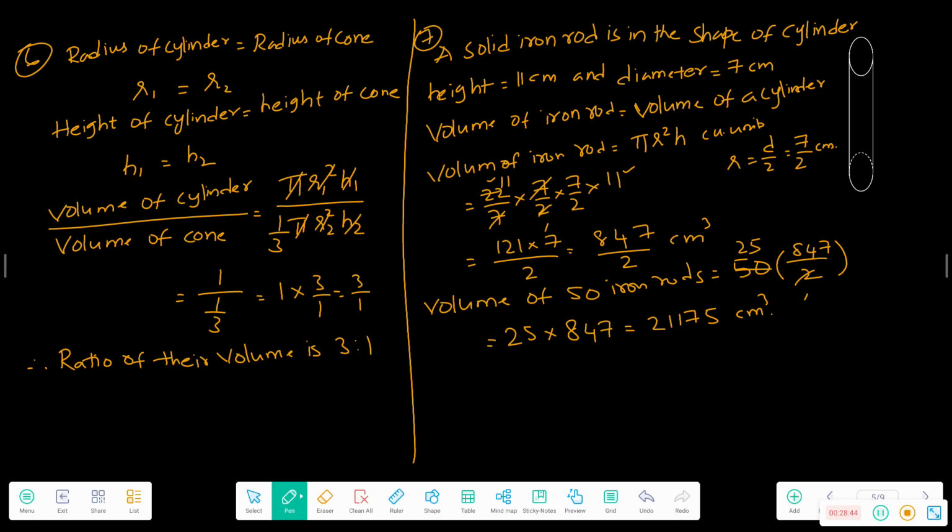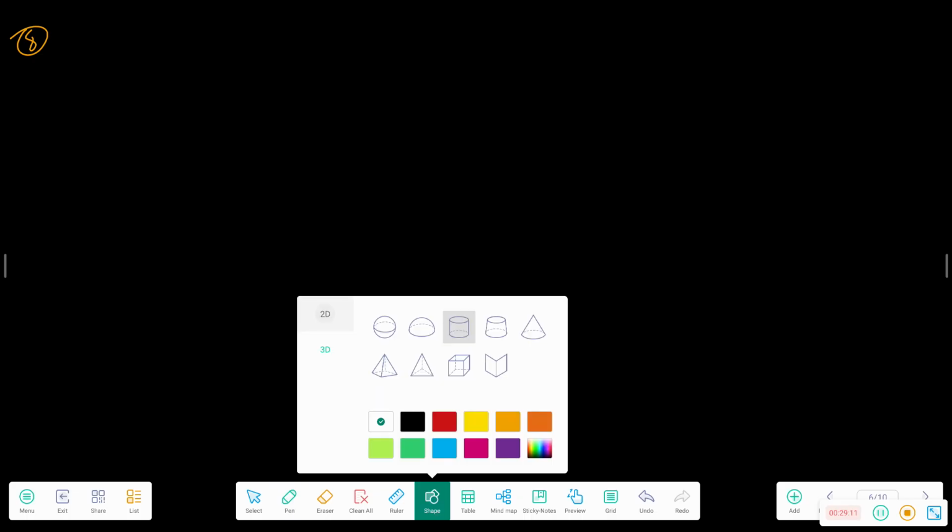Next we will discuss problem number 8. So question number 8. Now let us see. A heap of iron rice is in the form of a cone whose diameter is 6 meter and height is 8 meter. He asked to find its volume and the canvas cloth required to cover it. So it is a cone again.